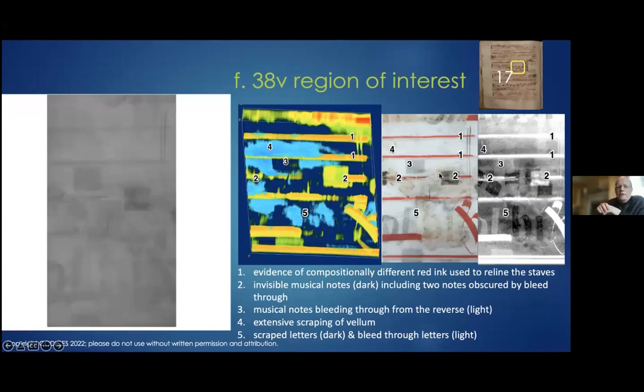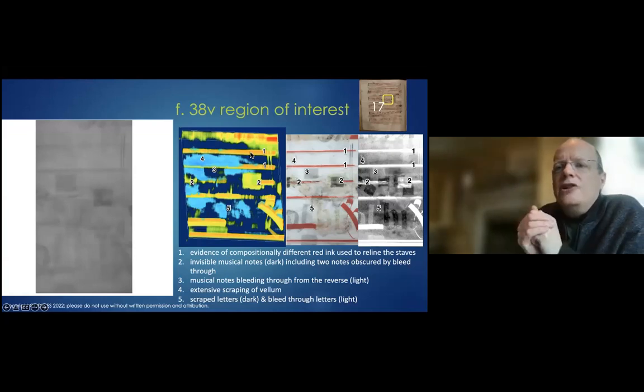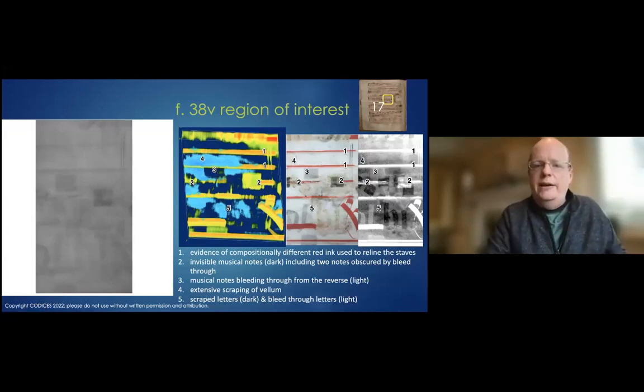What you can find when you do this sort of work, so this is something one of our graduate students put together, is that if you look at the reds, see how it responds differently in this false color image. That suggests different reds, that someone at some point changed the red. The number 2 indicates notes that you can't see on the visible page. 3 indicates a note that's on the back.